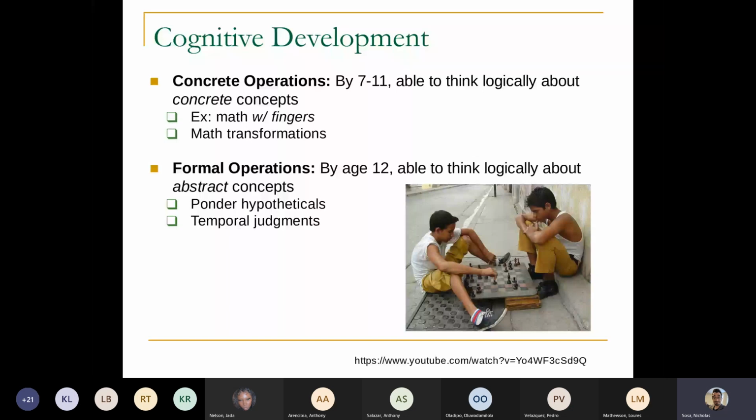But by the formal operations stage, we find that children can make judgments about their careers that are based more on logic and an intellectual assessment of their strengths, their weaknesses, their values and attitudes and beliefs. Okay.